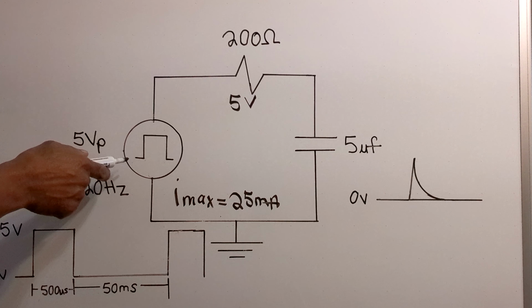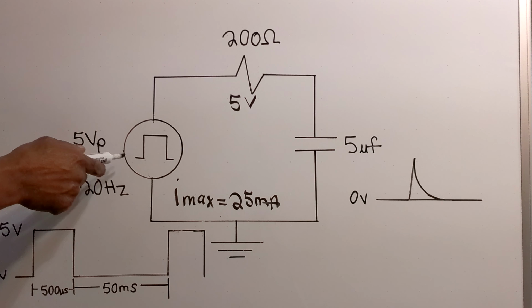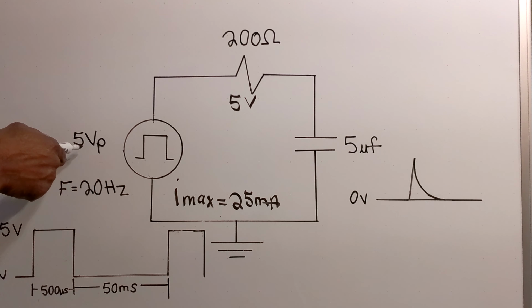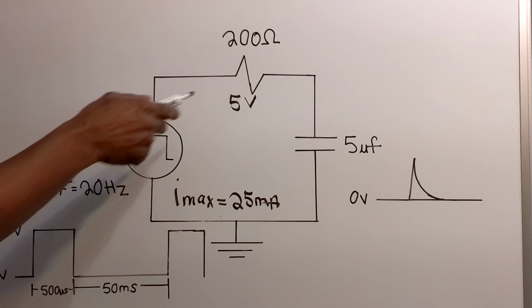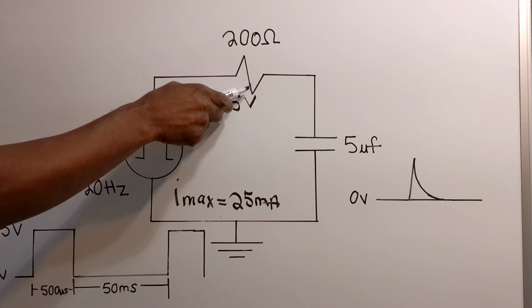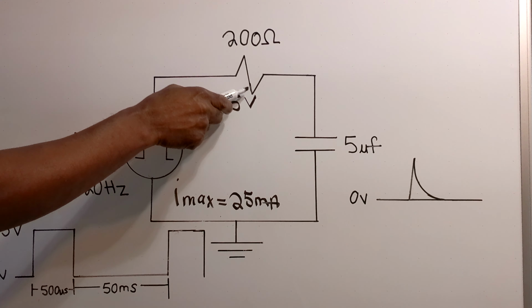Now in this video, I've got a square wave pulse, 5-volt peak. I've got a 200 ohm resistor in series with a 5 microfarad capacitor. My output voltage across my capacitor will have this shape.